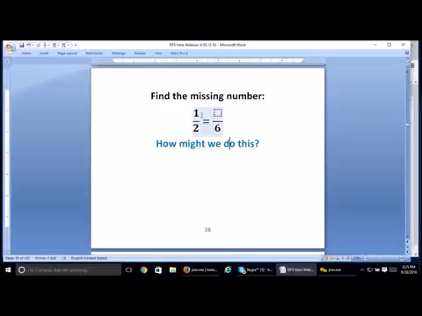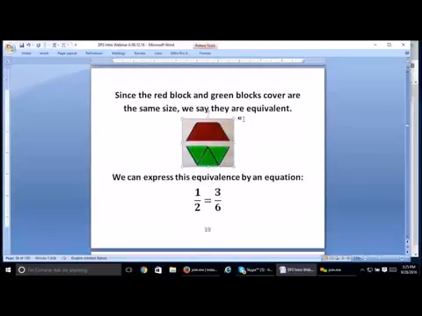We say to them, how do we represent 1/2? And they'll say a red block. How do we represent the 6? They'll say a green block. So we say, okay, this problem is asking us how many green blocks, how many 6 are equal to a red block. So once you phrase the problem that way, they take out their blocks. By this point, by the way, some students will know that mentally.